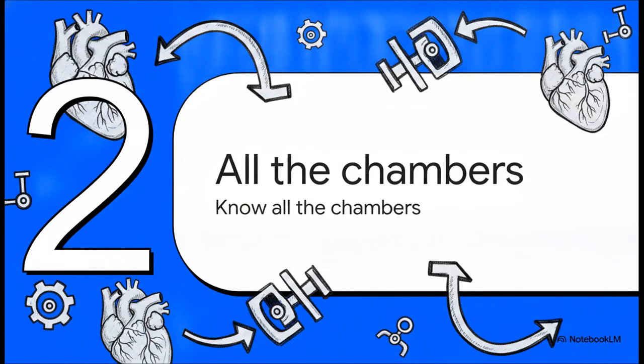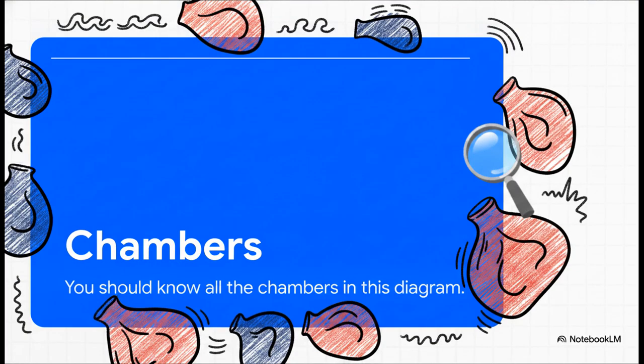Moving right along to section 2, chambers of the heart. Let's lock in exactly what the main pistons of our pump actually are. Chambers are, well, they're simply the hollow, muscular spaces inside the heart that receive and pump blood. Think of them as the primary loading zones and launching pads for your blood.